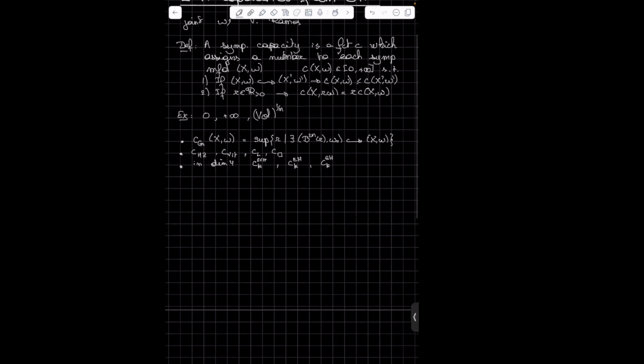Now, since we have many symplectic capacities, a question which I think is very natural, and which I like, is: do we have an axiomatic characterization of some capacities? We know a capacity satisfies the two axioms above, this axiom 1 and this axiom 2. The question is, can you add some axioms so that a capacity is uniquely characterized?